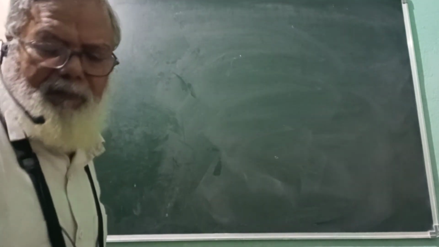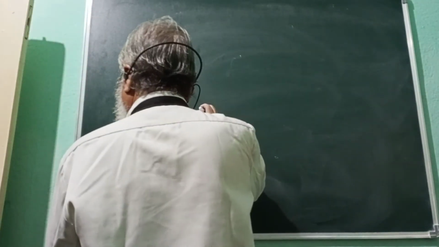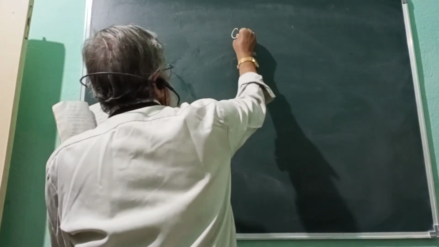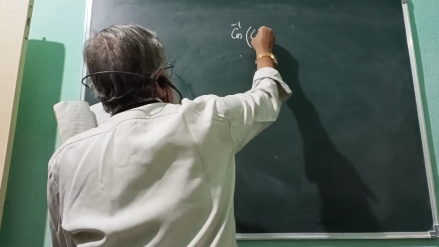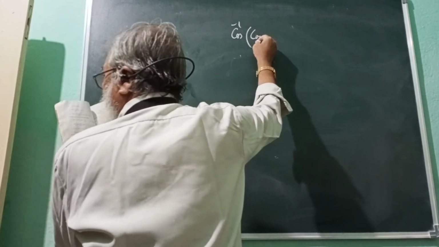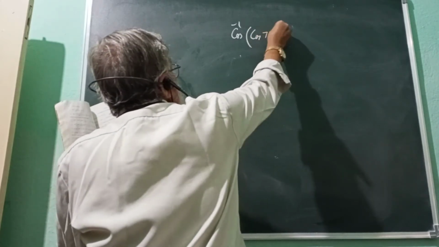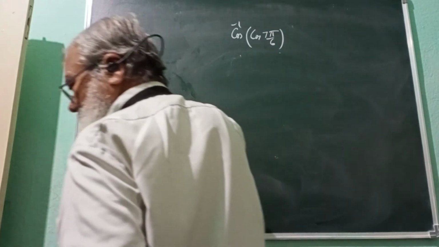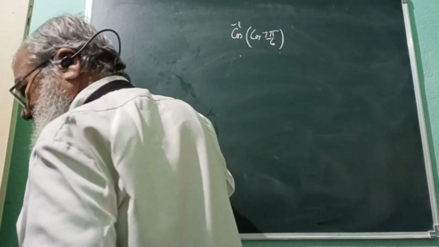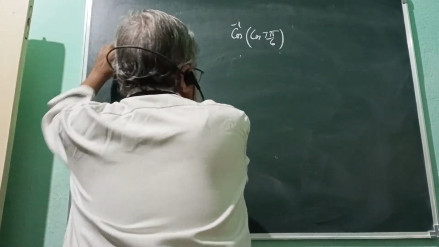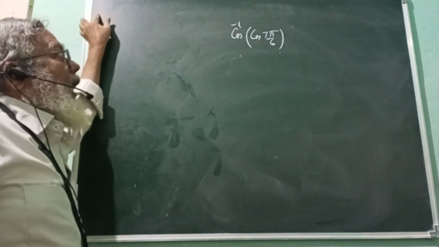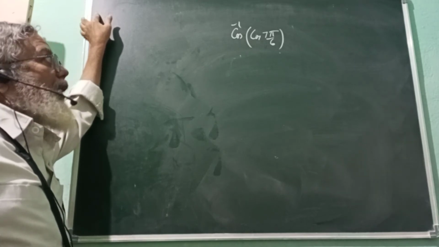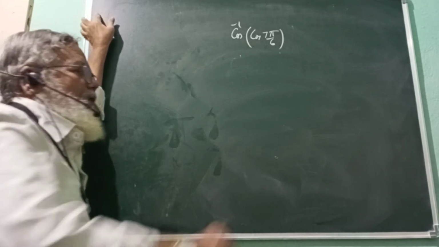The value of cos inverse of cos 7 pi by 6. We know the range of cos inverse is from 0 to pi, and we see this value does not belong to that range, therefore we cannot cancel directly. We have to simplify it.